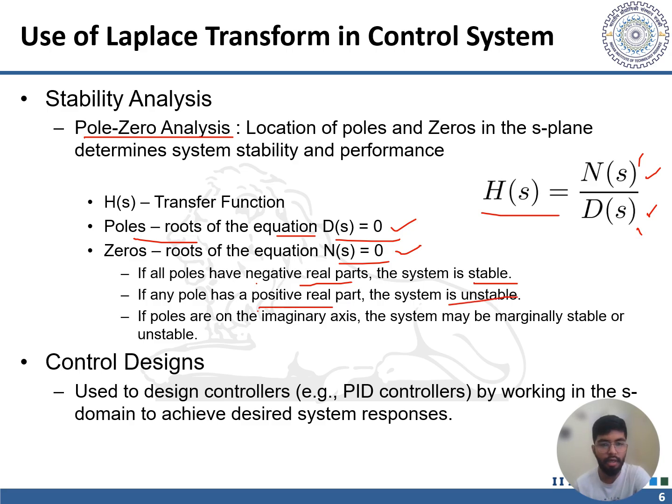And if poles are on the imaginary axis, which is also a possibility, then the system may be stable or may be unstable. For this, you have to do further calculations. But to keep this video precise, we are not deep diving into that topic. So these are the basic things you can use to analyze the stability of a system.